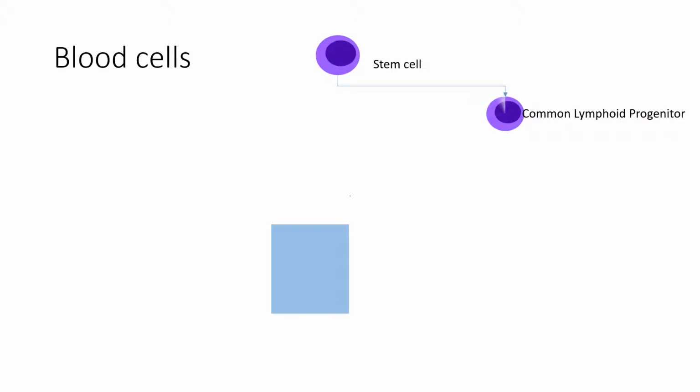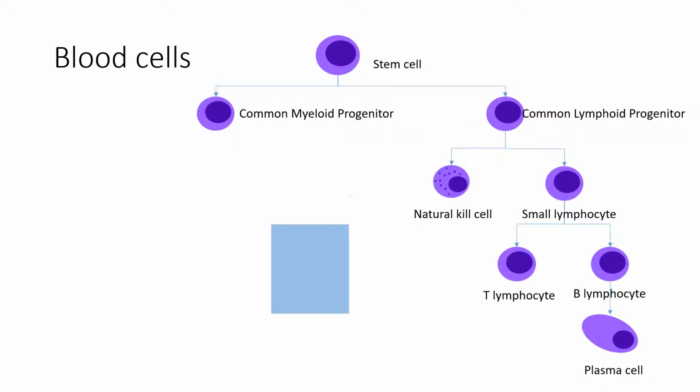So our body has stem cells. Our bone marrow will produce stem cells, and some of the stem cells will differentiate into common myeloid progenitor, and some of them will go to the lymphatic system, become common lymphoid progenitor. In the lymphatic system, the common lymphoid progenitors will eventually differentiate into all those types of lymphatic blood cells, also white blood cells, like natural killer cells, T cells, B cells, plasma.